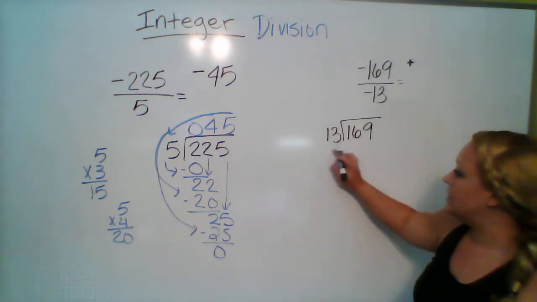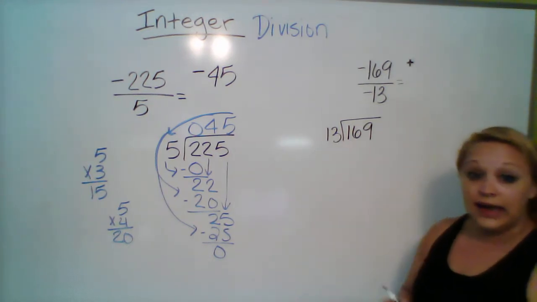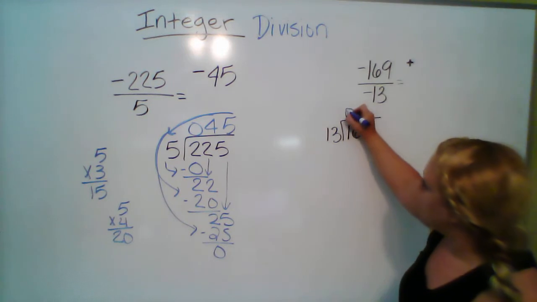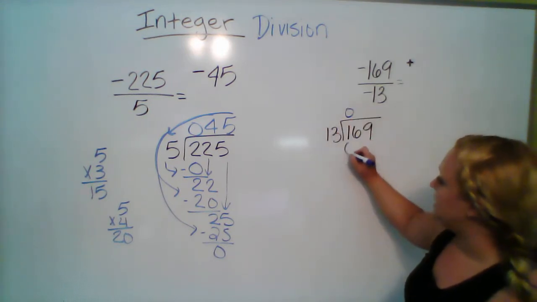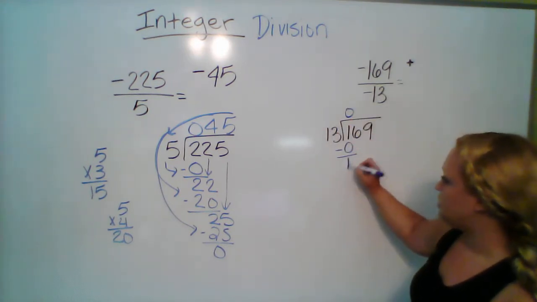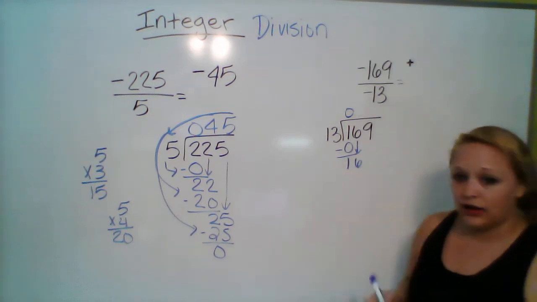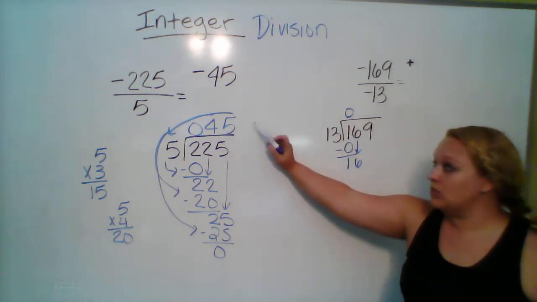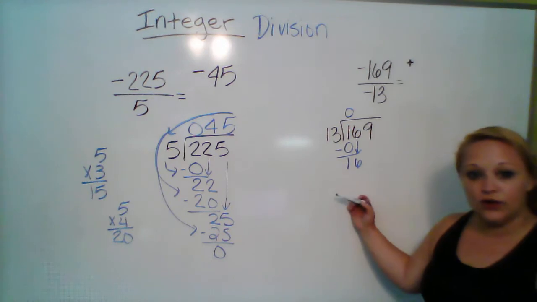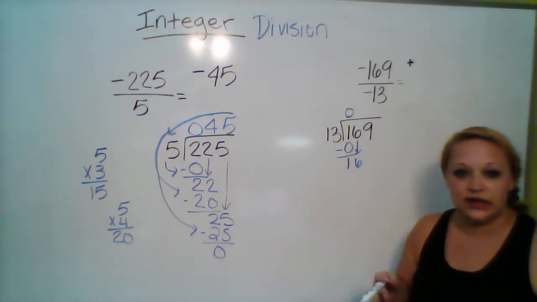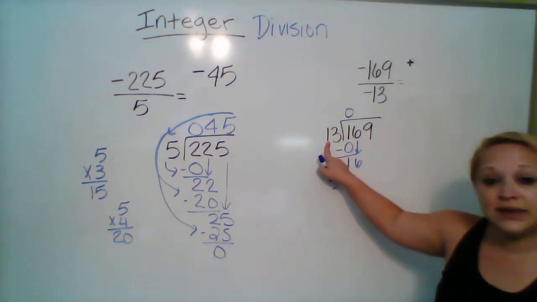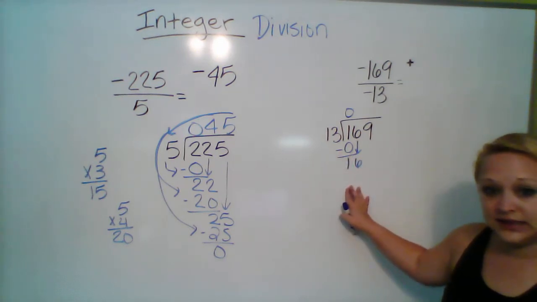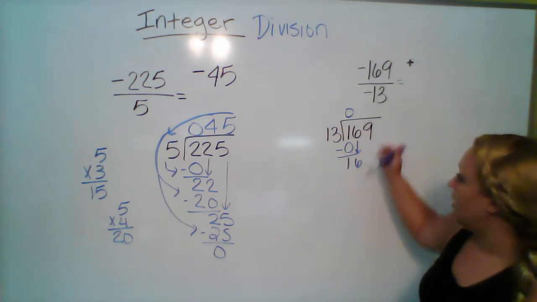So how many times can 13 go into 1? You can't. So we're going to put a 0. 0 times 13 is 0. Subtract. Bring down. If the arrows help you like they did here, use them. If you don't need them, don't do it. I don't care as long as you're getting it right. How many times can you fit 13 into 16? Well, we all know that answer is 1.